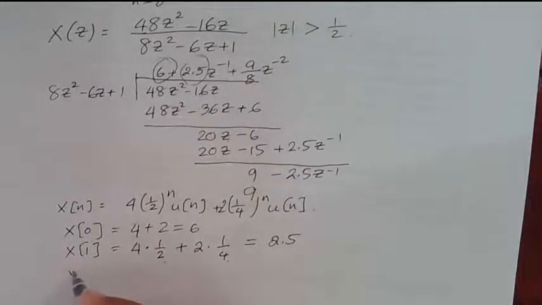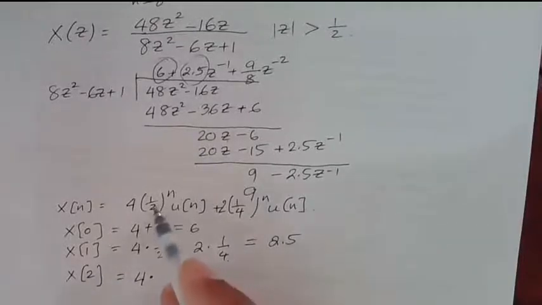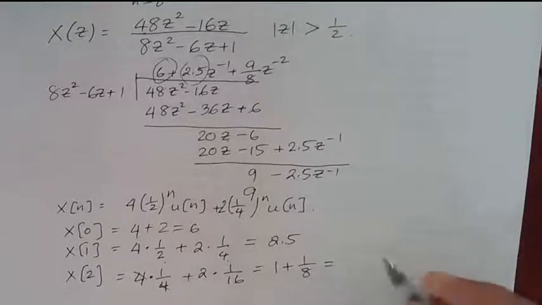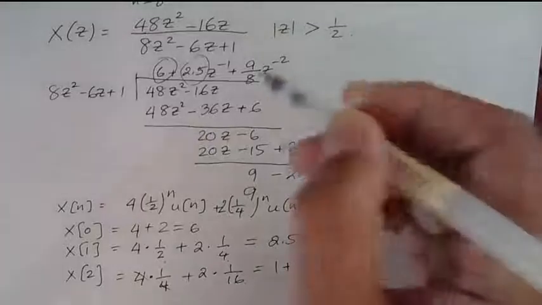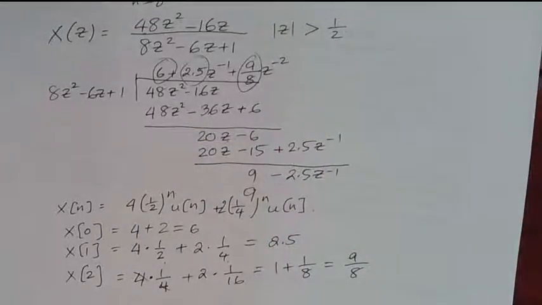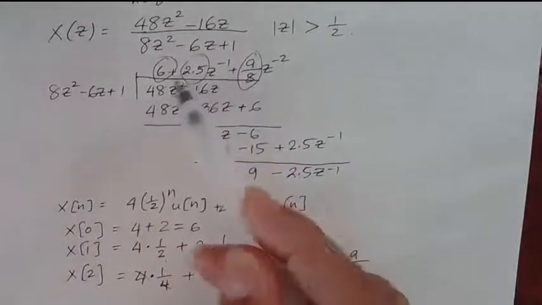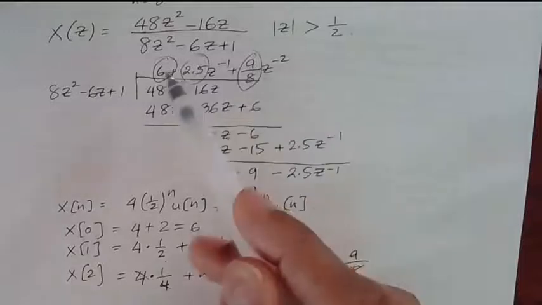So that's equal to 2.5, which is what we have here. Okay, and then x of 2, if I did my division right, is 4 times 1/2 to the power 2, or 1/4, plus 2 times 1/4 to the power 2 is 1/16. And so that is 1 plus 2/16 is 1/8, which is equal to 9 over 8, which is what we have here. Okay, so if I have a right-sided sequence, what I do is I go through and divide it in this form, and the quotient here gives me x of n.